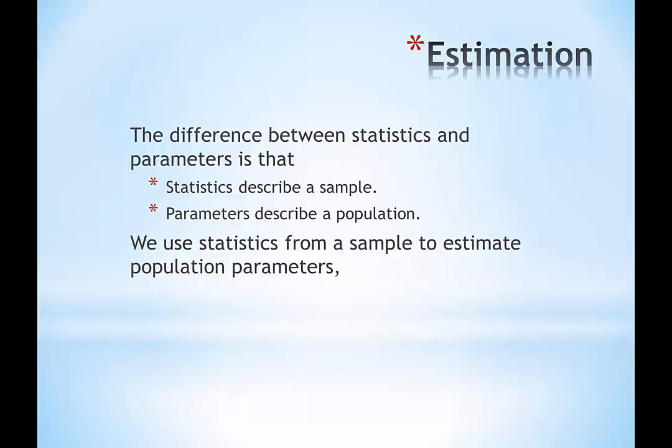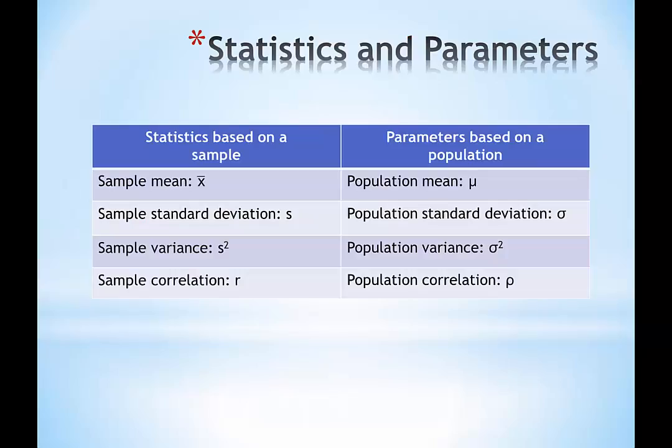So just to get ourselves used to the language, we use statistics from a sample to estimate population parameters. And here's a nice little table. You can see the statistics are in the left frame, the parameters in the right frame. One of the things I want you to notice right away is that the sample statistics symbols are Latin or Arabic, our typical alphabet. On the right frame, the parameters are Greek letters.